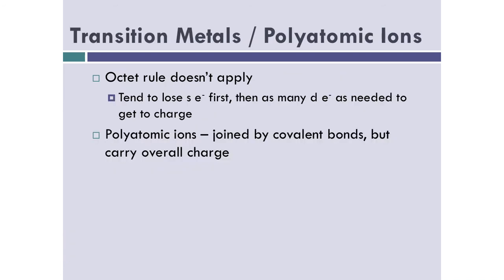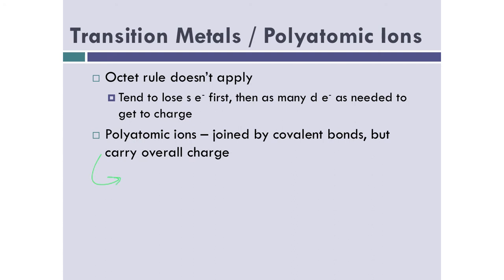Real quick, we need to mention that for our transition metals, groups 3 through 12, the octet rule doesn't apply. As we talked about when we were doing electron configurations, our transition metals tend to lose the s electrons first, and then they may also lose some d electrons too. So the octet rule does not apply to the transition metals and polyatomics.